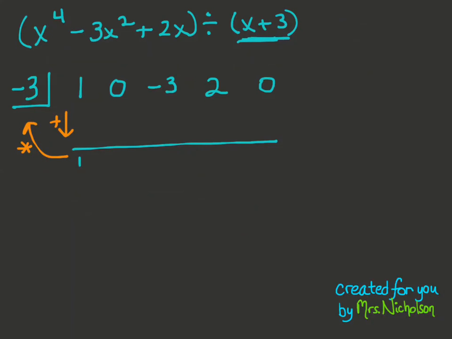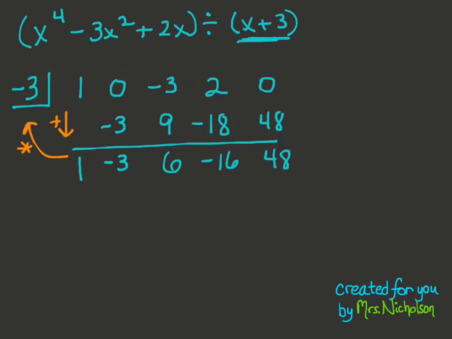So I'm going to start with this 1 and just bring it down since there's nothing to add it to. I'm going to multiply the 1 times negative 3, and I get negative 3. I'm going to write it underneath the 0. 0 plus negative 3 is negative 3. I'm going to multiply this negative 3 times the negative 3 in the box, and I get 9. Negative 3 plus 9 is 6. 6 times negative 3 is negative 18. 2 plus negative 18 is negative 16. And negative 16 times negative 3 is positive 48. And 0 plus 48 is 48.